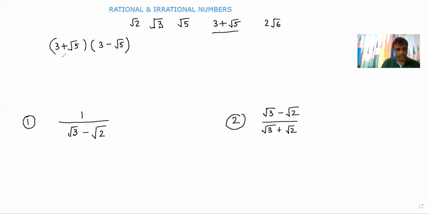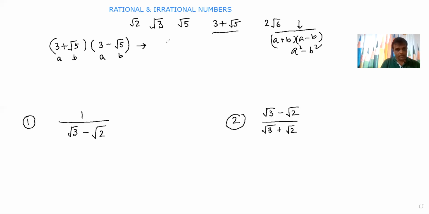Now, the important thing to see is that this is A, this is B. So this is A plus B, and this is A, again this is B, this is A minus B. And in the expansion, we know that when A plus B and A minus B are multiplied, we get A square minus B square. Very important. You have to know this expansion, which is A plus B into A minus B is equal to A square minus B square. And this is exactly what we are going to do here.